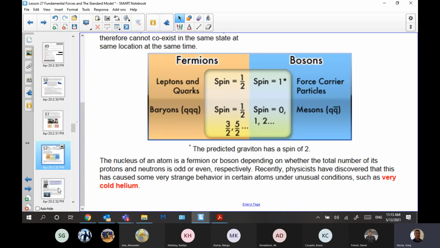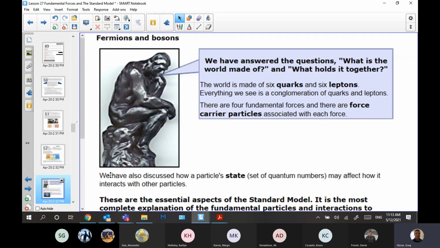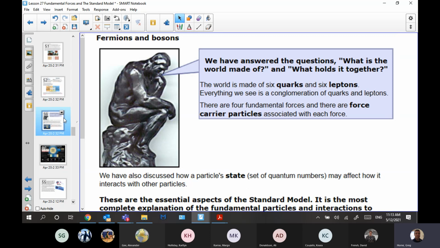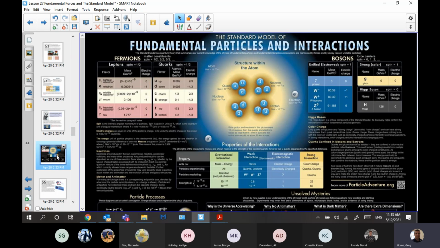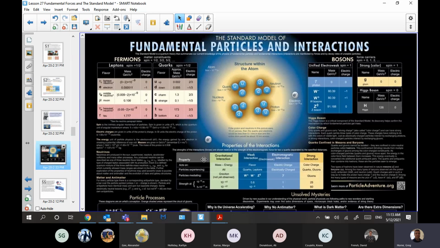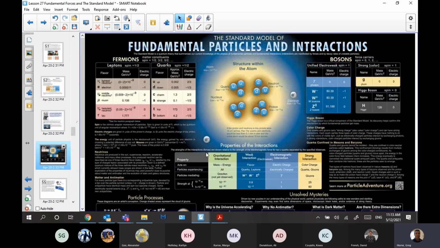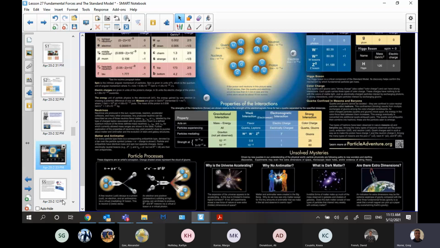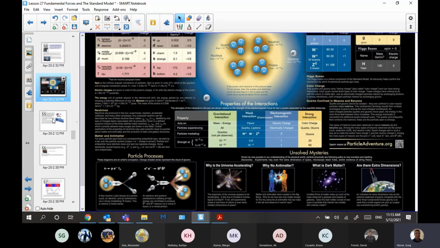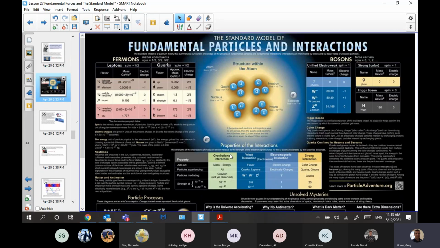Let's review. We've already seen that page. Going back to those questions, basically saying, hey, we've kind of gone through those. We've answered those. So this is a poster that describes all the things we've talked about, all the big picture of the universe and what it is and all the different particles that make everything up.